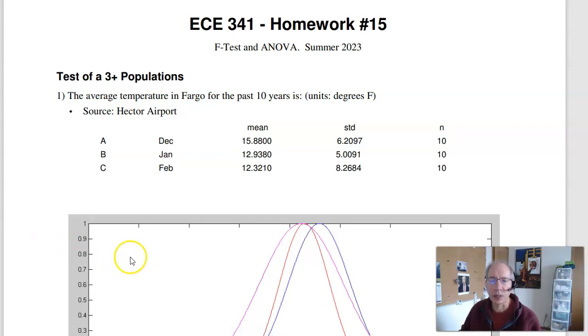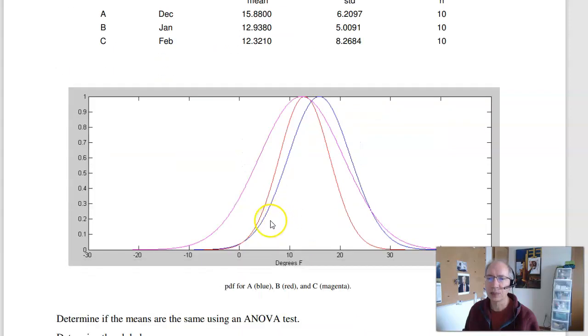The first problem: if you go to Hector Airport in Fargo, it's got the temperature in Fargo since 1942. If you look over the last 10 years at the temperature in December, January, and February, the average temperature has a mean, standard deviation, and sample size. So here's kind of what the PDFs look like. Blue is December, red is January, pink is February.